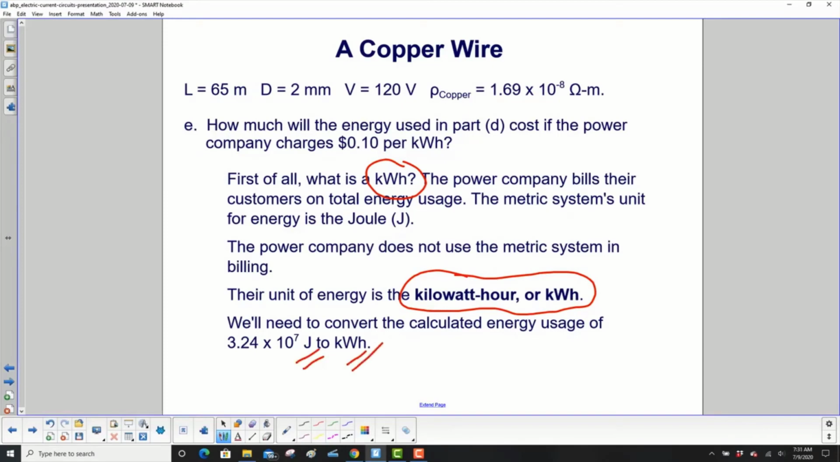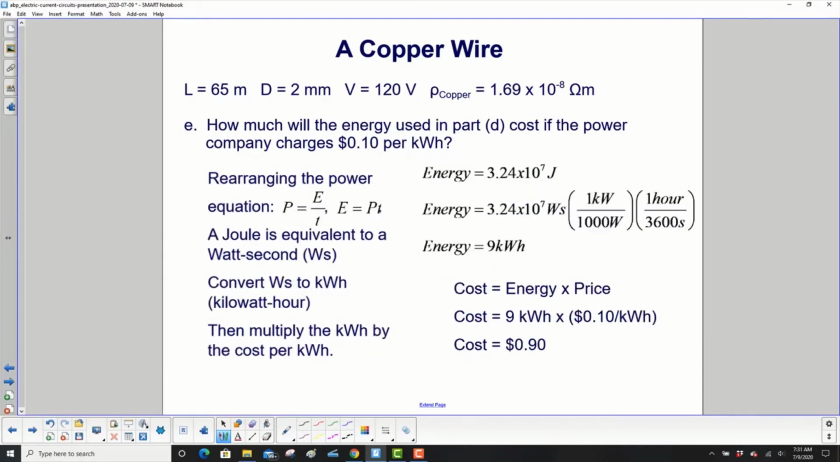Once again, we'll go to our power equation, where power is energy over time. Energy is equal to power times time. So here's our energy in the metric system. First thing we want to do is convert that. A joule is also equal to a watt second. That's the first conversion we make, and that is in the metric system, the SI units. We then have to convert the watt seconds to kilowatt hours. And then we can multiply the kilowatt hours by the cost per kilowatt hour.